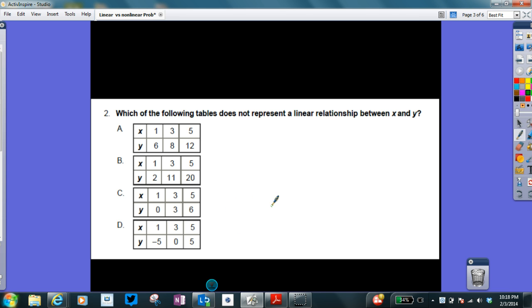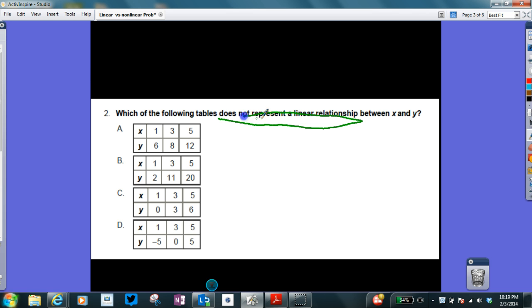In this case, it says, which of the following tables does not represent a linear relationship between x and y? The key term here is which one does not represent a linear function relationship. All right, so let's look at the first one.